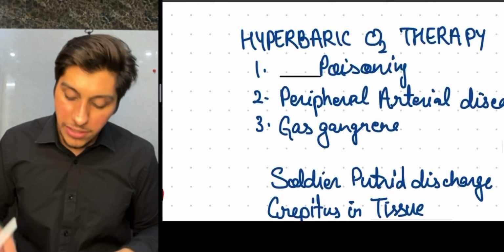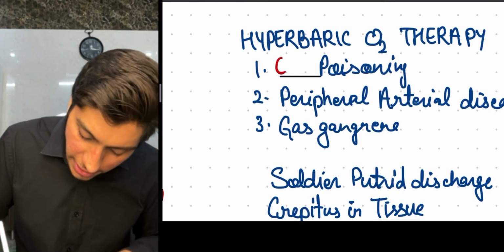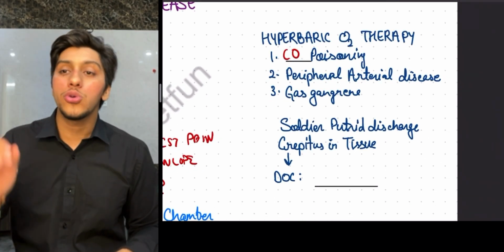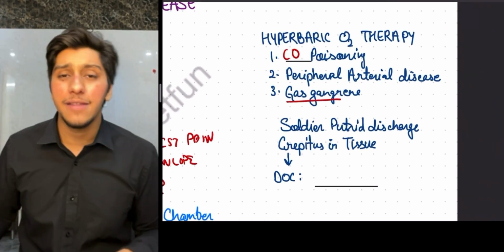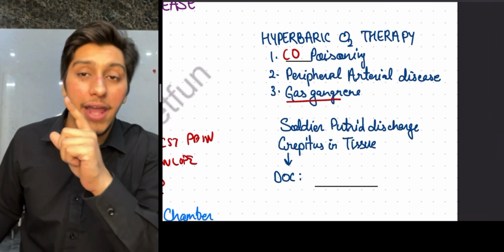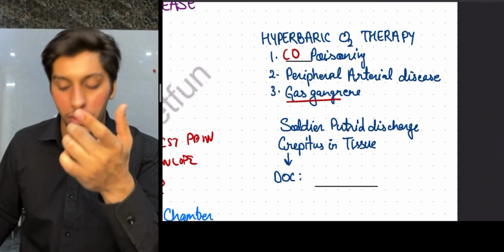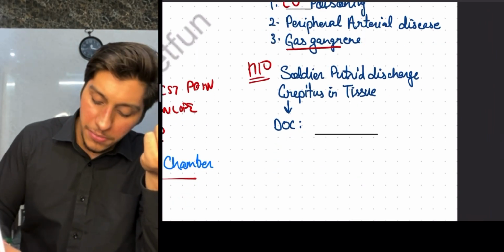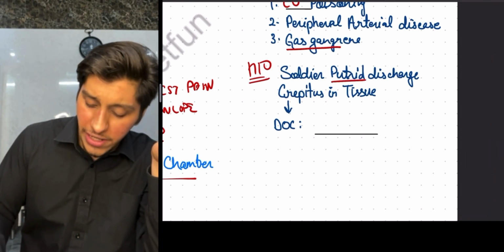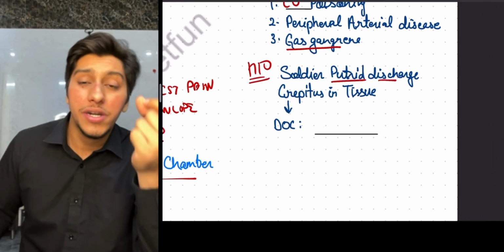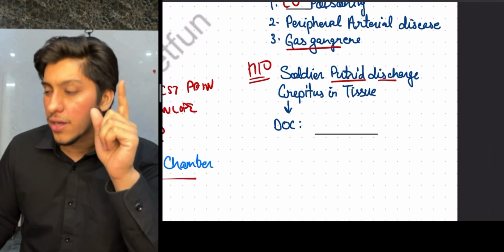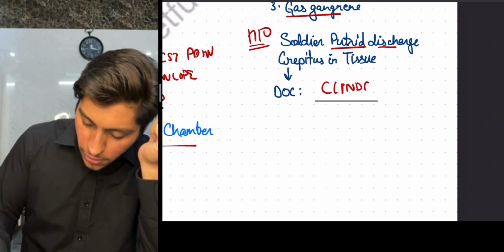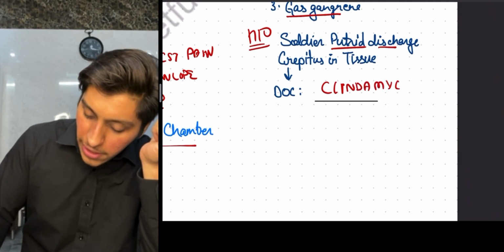Number 1 which you have to remember is poisoning. What poisoning, guys? You have to give it in case of carbon monoxide poisoning. You can give it in treatment of peripheral arterial disease and also gas gangrene. Why are you giving it in gas gangrene? Because the organisms causing gas gangrene are anaerobic. So if you give oxygen, they will obviously die. What is the history of gas gangrene, guys? Maybe a soldier who is having a putrefied discharge, and crepitations are heard. And what is the drug of choice, which we already talked about? Anaerobic infections are very good. The answer is going to be clindamycin.